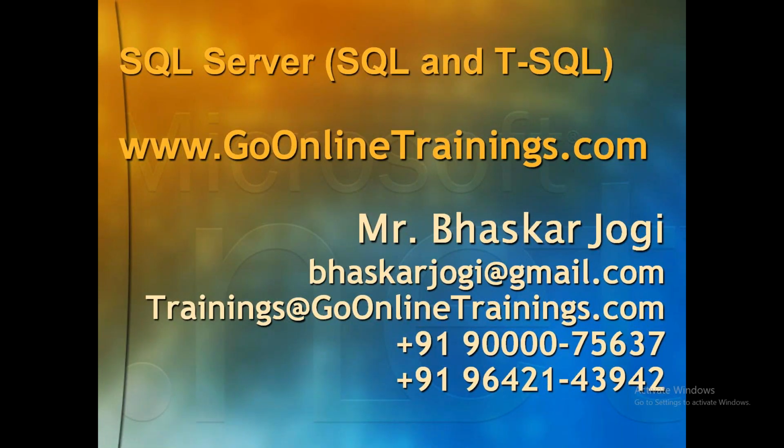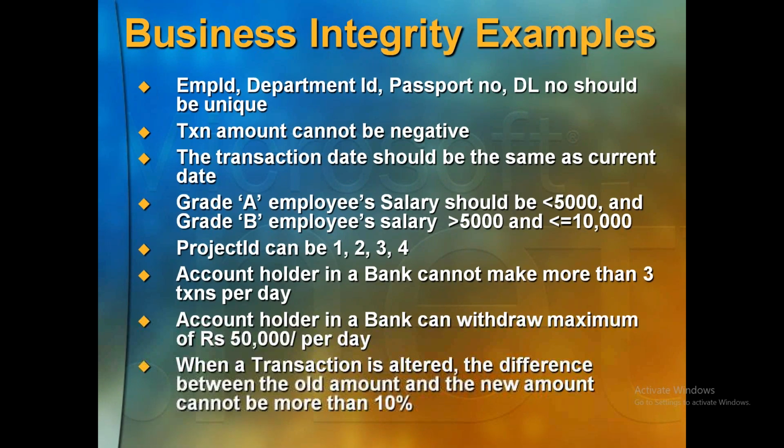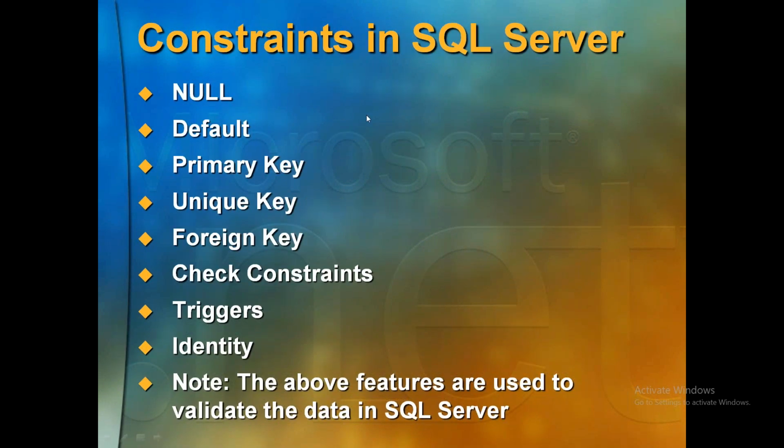Clear? We've spoken about a lot of things, right? So what are the things we discussed? We discussed about null, default, primary key, unique key, foreign key, check constraints. Triggers we will implement later. And check constraints and triggers, both of them are there to validate the data. Clear? Simple expressions means we can go in for this.